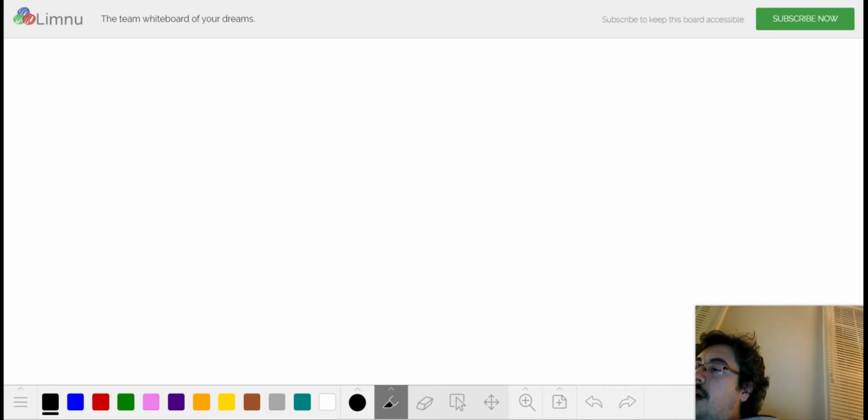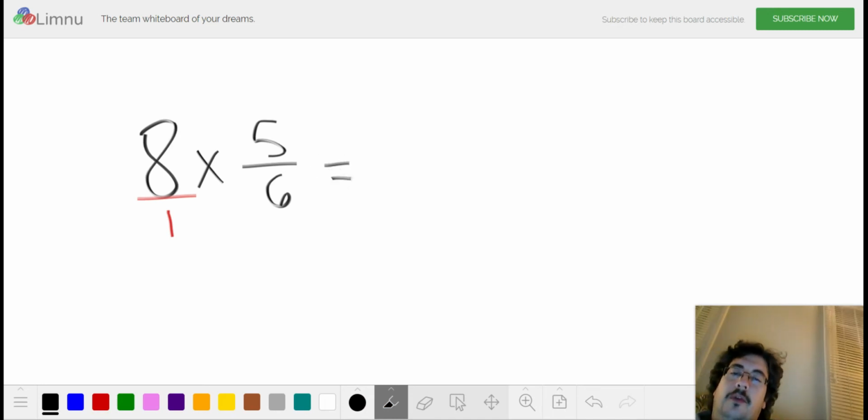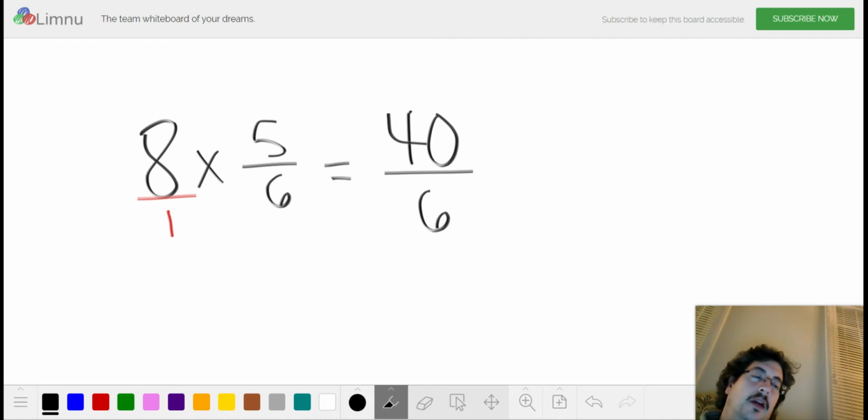So let's try this. So we have a whole number 8. We're going to multiply it by 5/6. And just like the previous two problems, I'm going to put a 1 under my whole number. And I'm going to multiply across the top, the 8 and the 5, to give me 40 as the numerator of my product. And I'm going to multiply across the bottom, 1 times 6, and that's going to give me a 6 in the denominator of our product. And so the answer is 40/6. But we're going to need to do some simplifying.